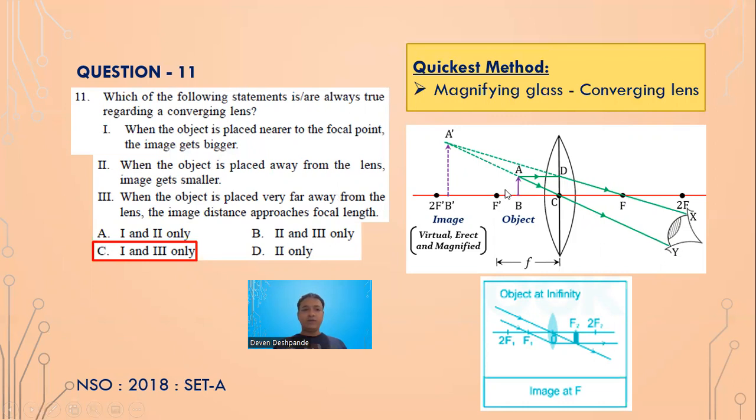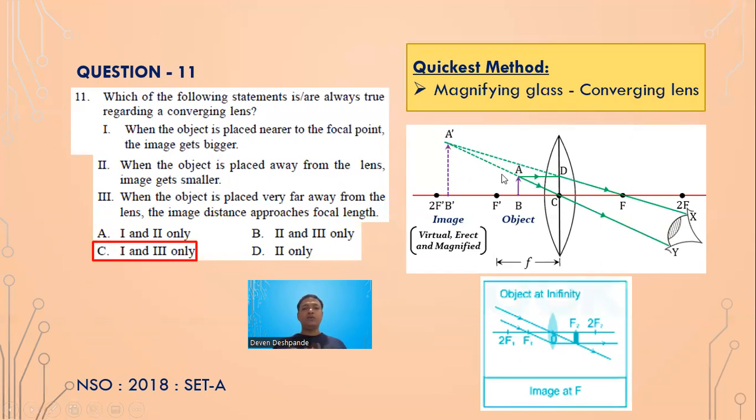If you place the object near to the focal point, when you see the object through this converging lens or the magnifying glass, you find the object bigger, isn't it? Because anything that you see through a magnifying glass, you see bigger, isn't it? And when the object is placed far away from the lens, the image gets smaller, isn't it?